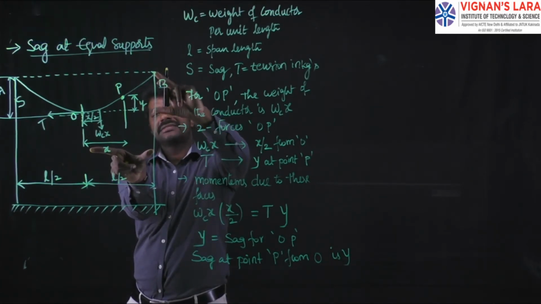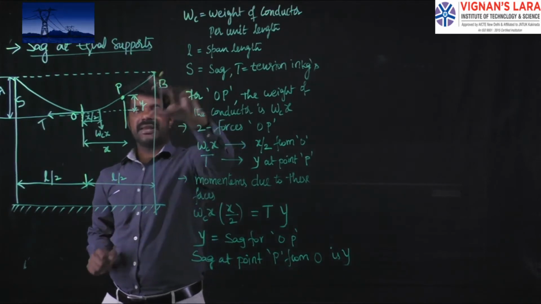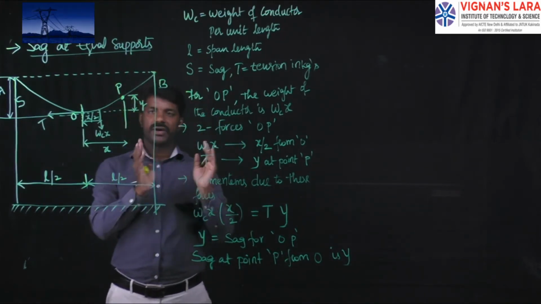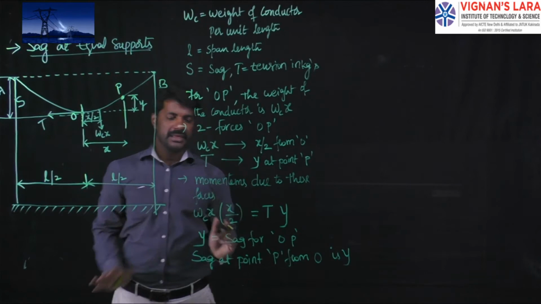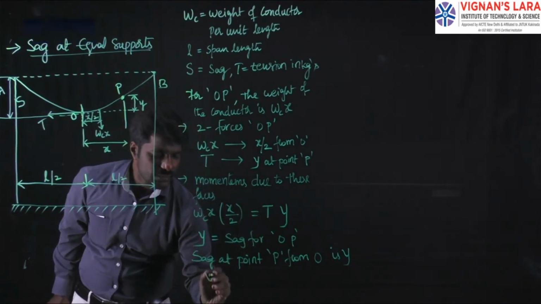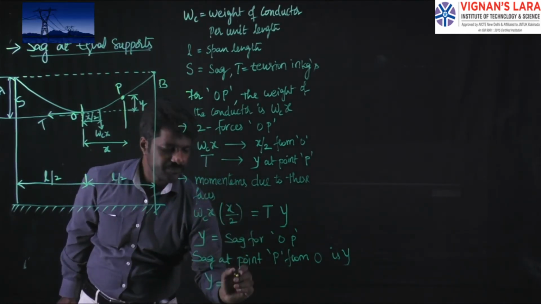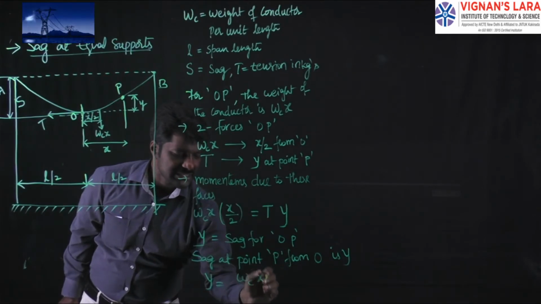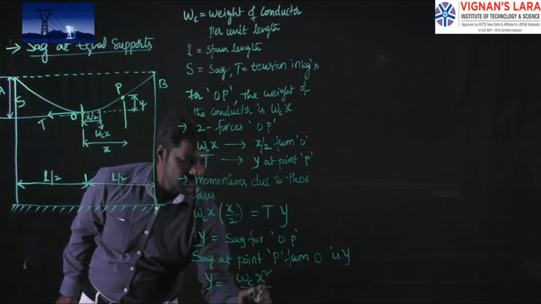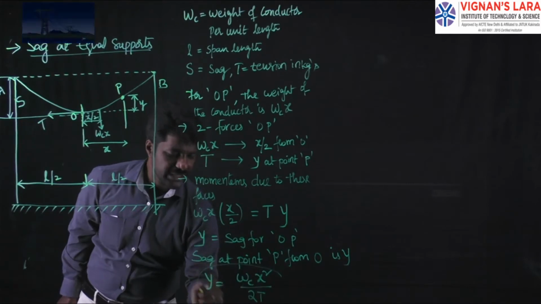And I will have the sag called as capital S. That is my intention in calculating for a small portion length of OP. Then the point Y is equal to, from the equation, WC X square by 2T. This is a very important equation.